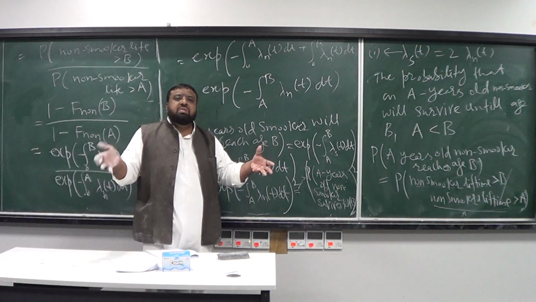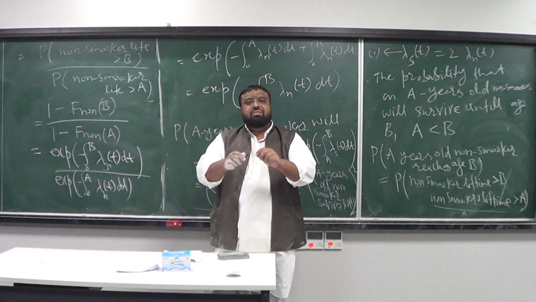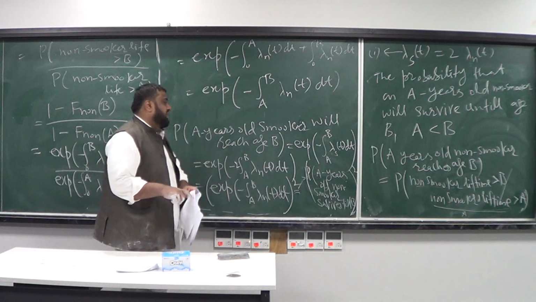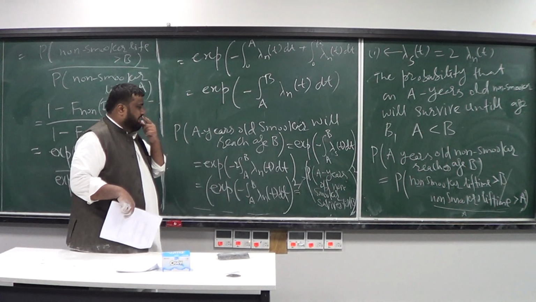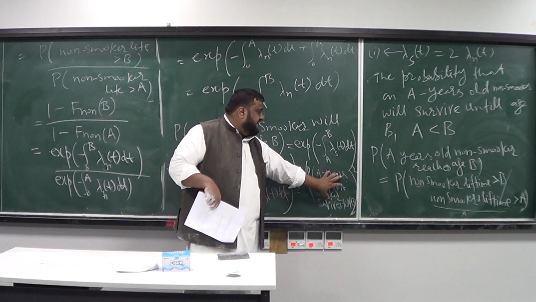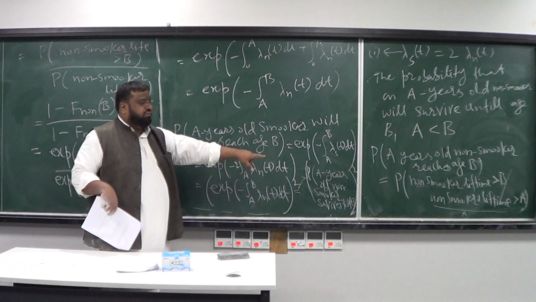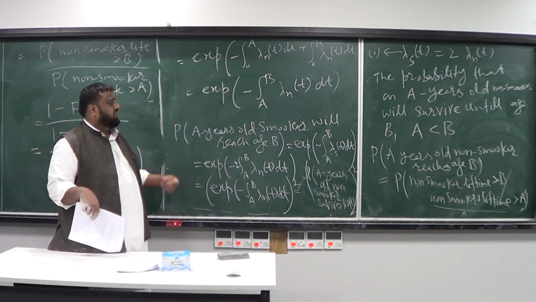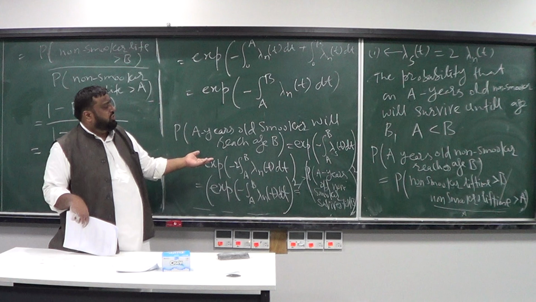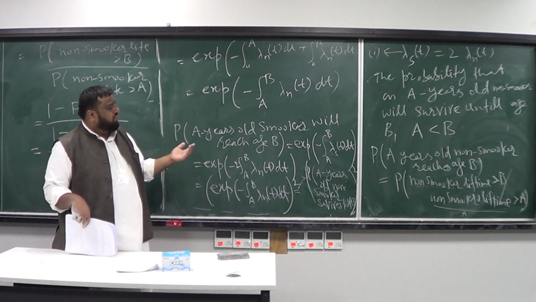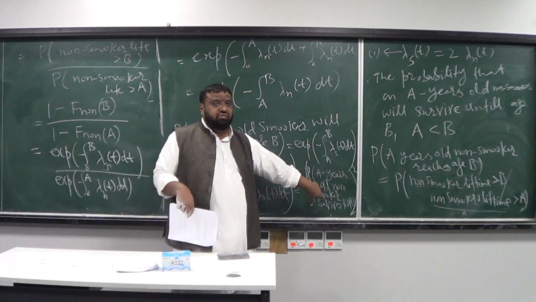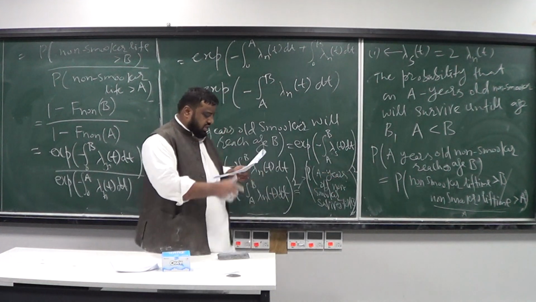Now the probabilities are numbers between 0 and 1. So if you square them, they become smaller actually. They don't become double, okay? They become smaller. So the probability of smoker surviving to the age b is smaller than the probability of non-smoker surviving to the age b actually. Okay, because this probability is the square of this probability, and hence this becomes a smaller number.